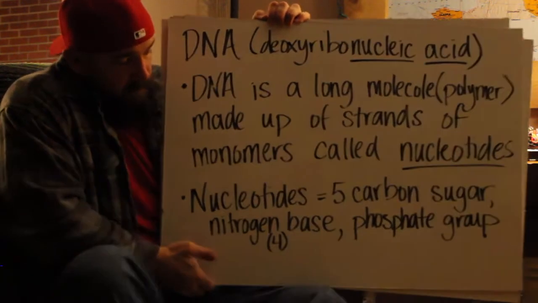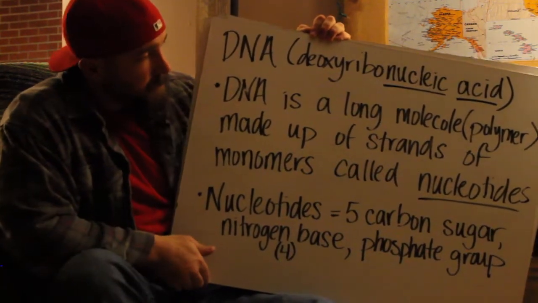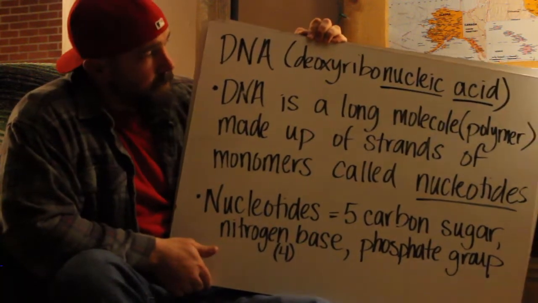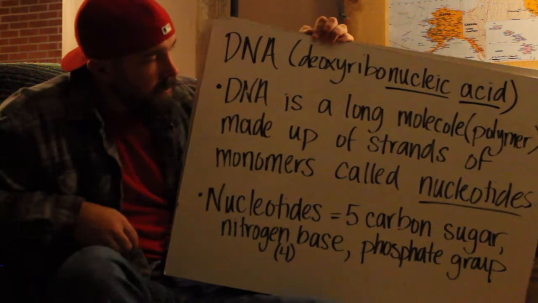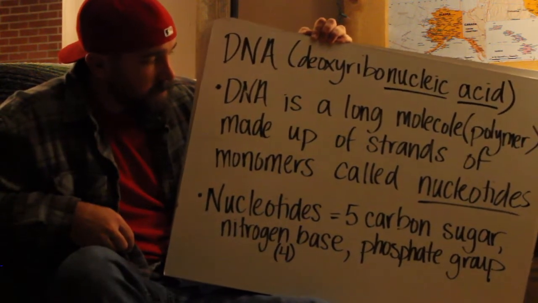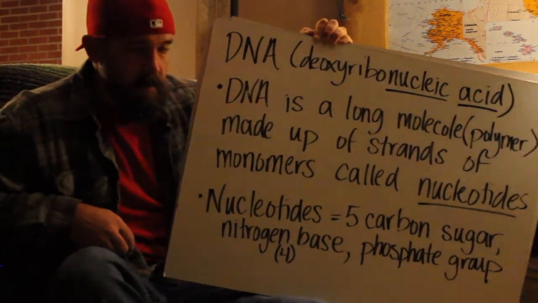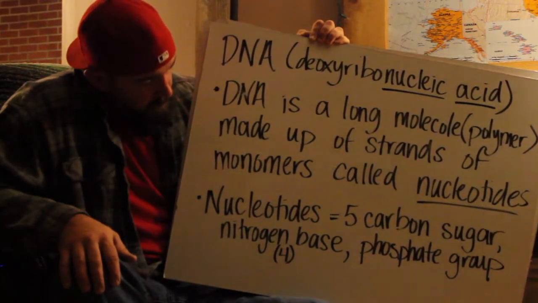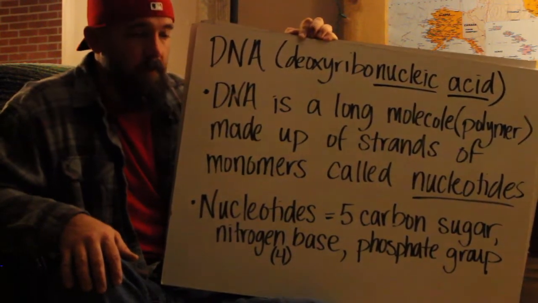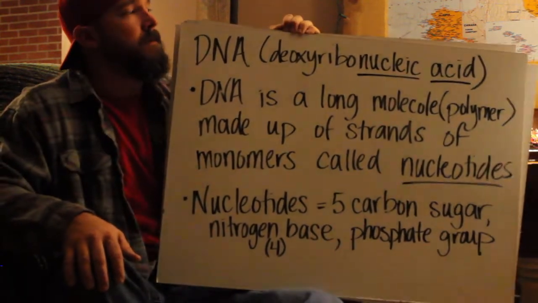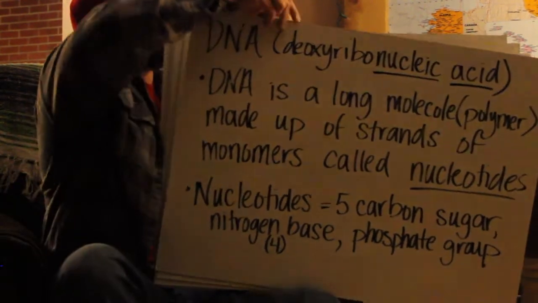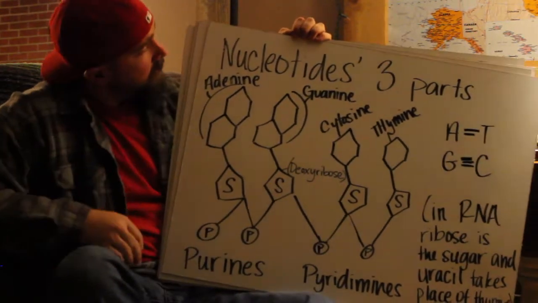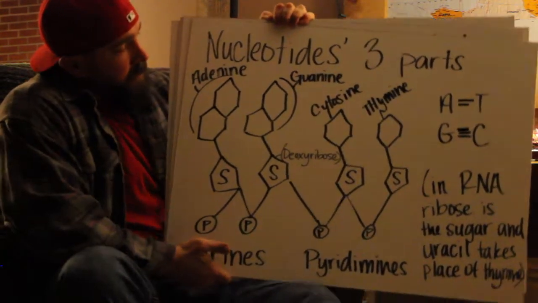DNA, or deoxyribonucleic acid. DNA is a long macromolecule or polymer made up of strands of monomers called nucleotides. Nucleotides have 3 parts: a 5-carbon sugar, phosphate group, and one of 4 nitrogenous bases.